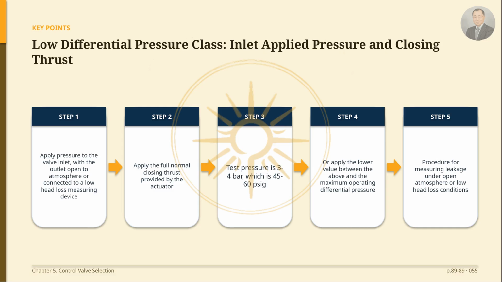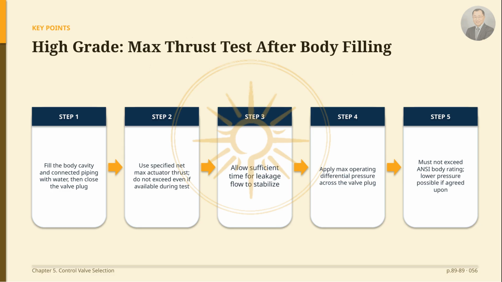First is the procedure for classes tested at relatively low differential pressures. In this case, pressure is applied to the valve inlet, while the outlet is either open to the atmosphere or connected to a measuring device with low head loss. Then, the full normal closing thrust provided by the actuator is applied. The applied test pressure is either 3 to 4 bar, which is 45 to 60 psig, or the maximum operating differential pressure, whichever is lower. The point here is to use the lower value between the specified test pressure and the actual operating differential pressure as the baseline.